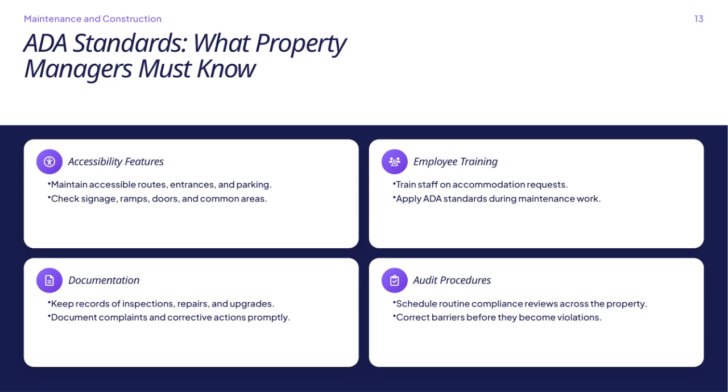Documentation is another key area. Keeping detailed records of inspections, repairs, upgrades, and any complaints with the corresponding corrective actions is important for accountability and ongoing compliance. Finally, audit procedures are necessary. Scheduling routine compliance reviews across the property allows you to identify and fix any barriers early on, before they escalate into violations. Together, these practices help property managers stay informed and proactive about ADA standards.